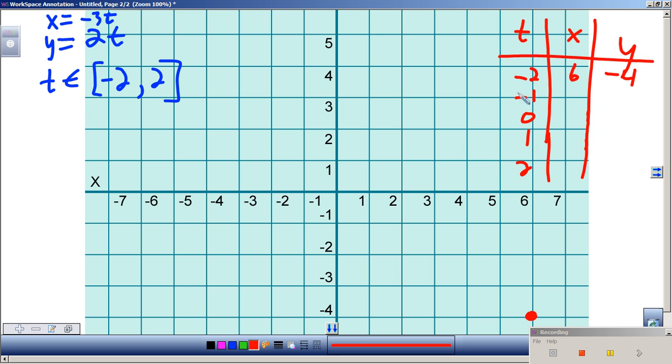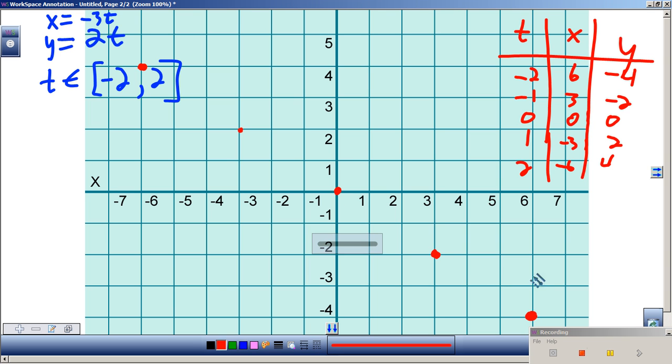If I plug in negative 1, what do I get? 3 and negative 2, so I get the point 3, negative 2, right there. What do I get for 0? 0 and 0. Okay, if I plug in 1, what do I get? Negative 3, 2. And for 2, I'm going to get negative 6, 4. So negative 3, 2, and negative 6, 4. So what does it look like?